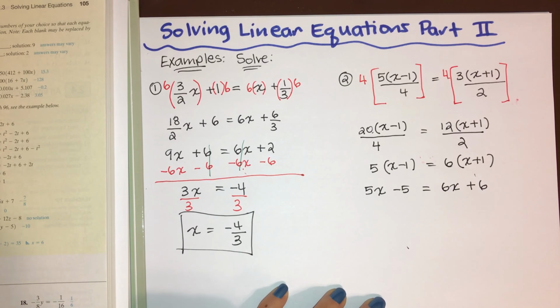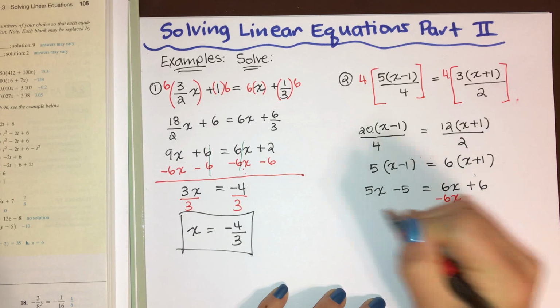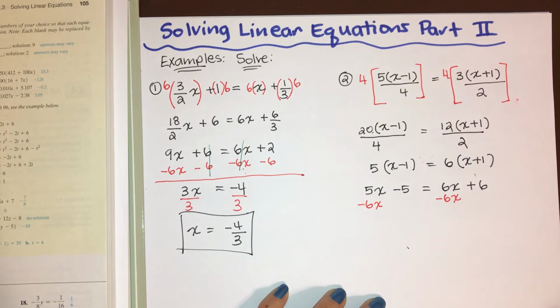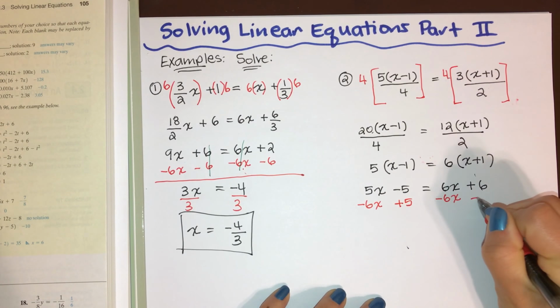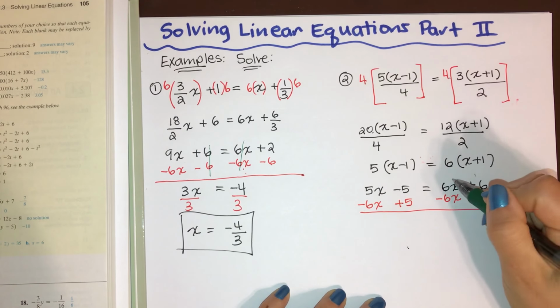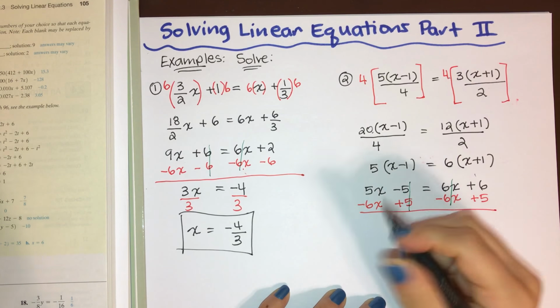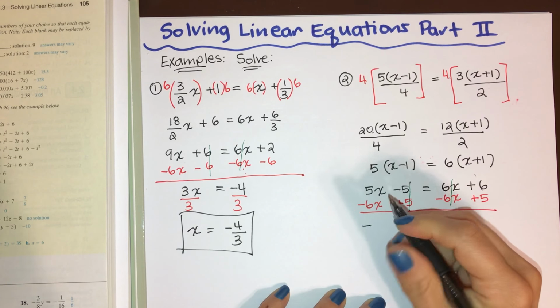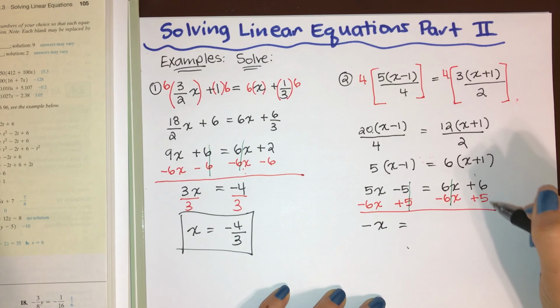And then at this point, I will have all the x's on the left. The numbers will go on the right. In order to do that, subtract 6x from both sides, and at the same time I can add 5 to both sides. This is 0, this is 0. Be careful with the signs. This is going to be negative 1x or just negative x, same thing, equal to, that's going to give me 11.